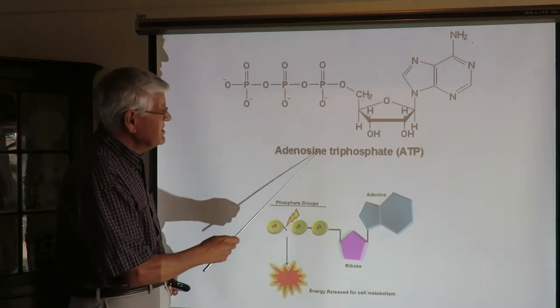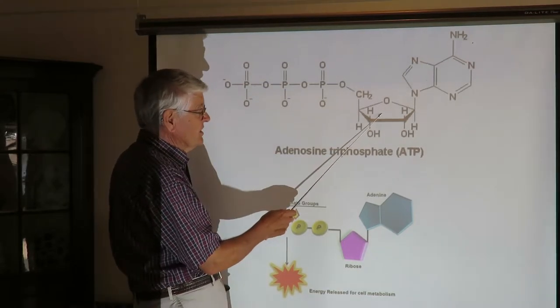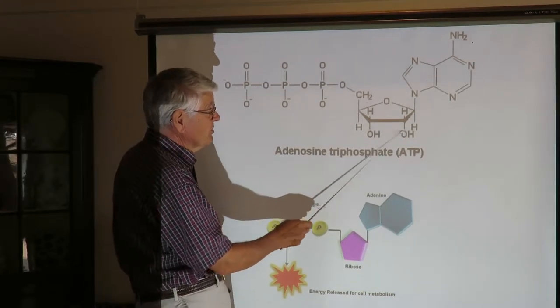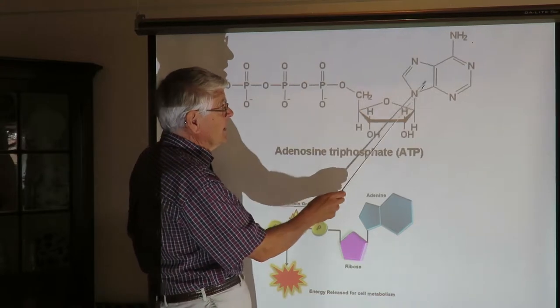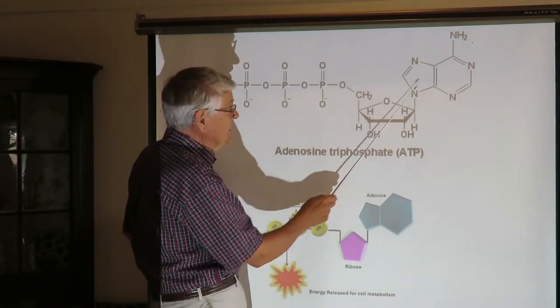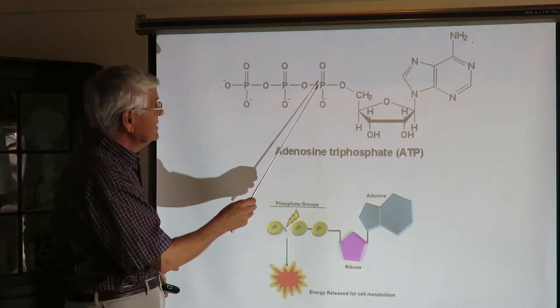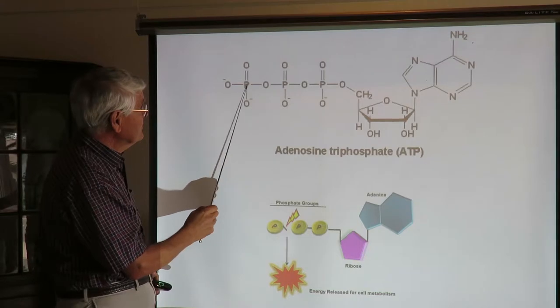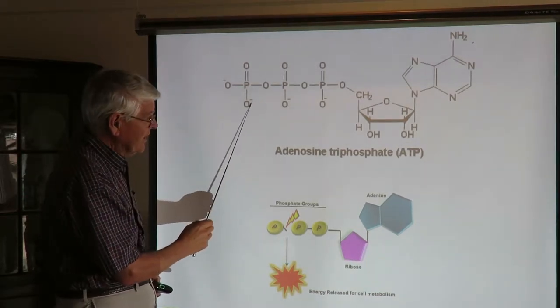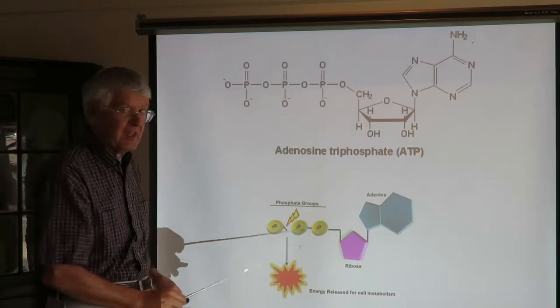So the adenosine part of this is these two ring structures here. This is a simple sugar, a ribose sugar, and this is a nitrogen-containing base that we called adenine, and when you add the sugar, you get adenosine. Then attached to this are three phosphate molecules surrounded by oxygens. And this is a kind of cartoon version of the same thing.